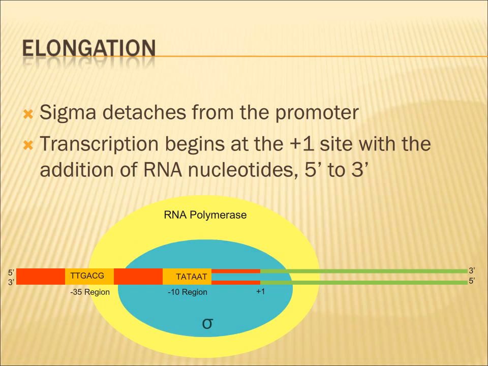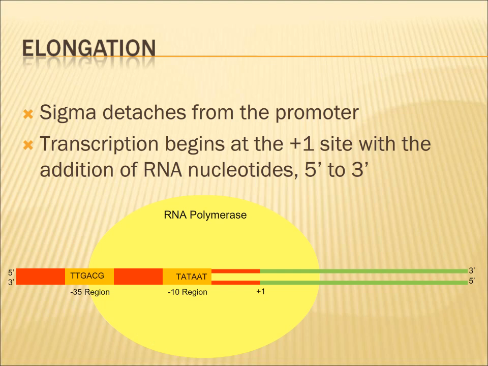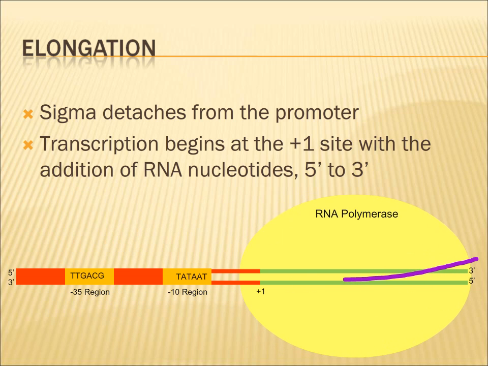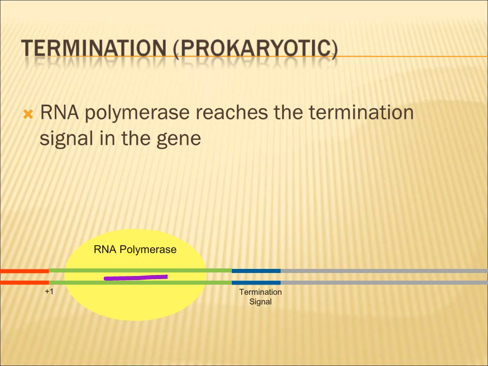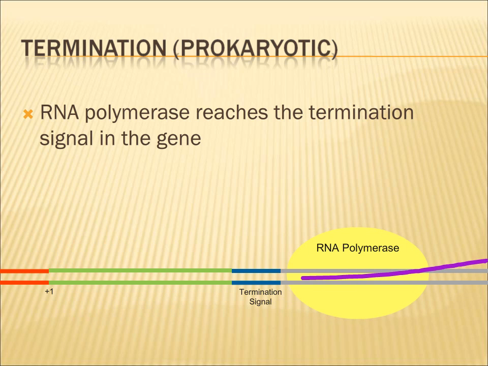After opening the helix, the sigma subunit has done its job and leaves. Now RNA polymerase can do its job and synthesize messenger RNA. RNA polymerase starts adding RNA nucleotides at the +1 site. It reads the DNA template strand in a 3' to 5' direction, but like all nucleic acids, the messenger RNA is built in a 5' to 3' direction, anti-parallel to the template strand. And RNA polymerase keeps adding RNA nucleotides until a termination signal is reached on the DNA template strand.